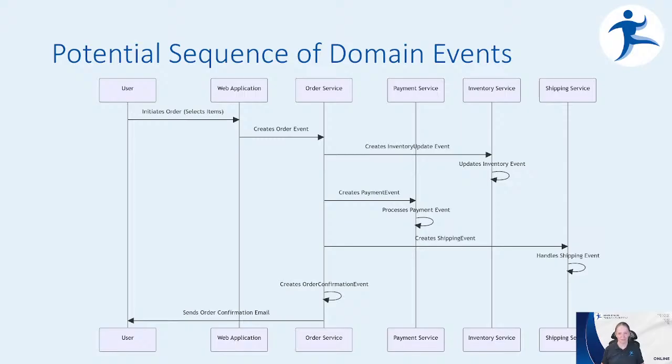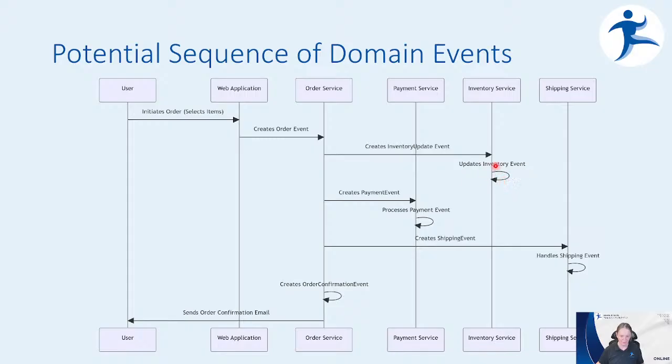Okay, so when we create the order, this is what we have going on. I want to call out some of the different events here. So this is a standard sequence diagram of our user interacting with the web app. And these are the 4 services that we called out earlier. So we have the order service, then we have our payment, inventory, and shipping services as well. Notice that when the user initiates the order, they select the item, it creates the order event.